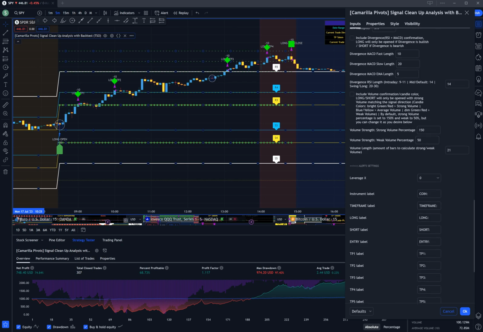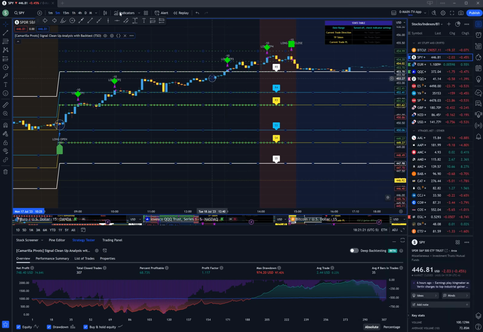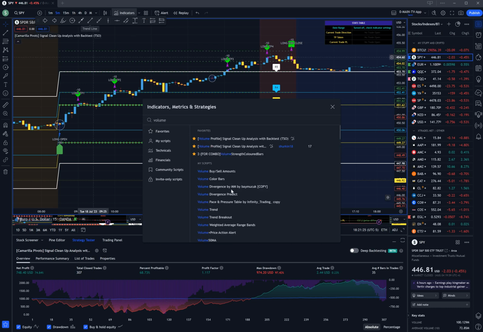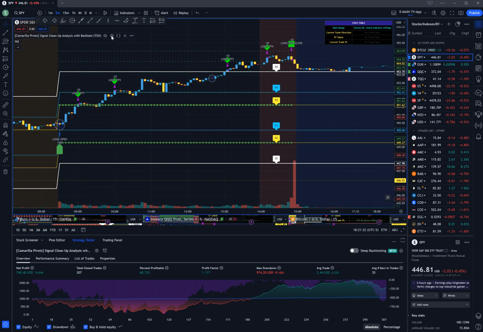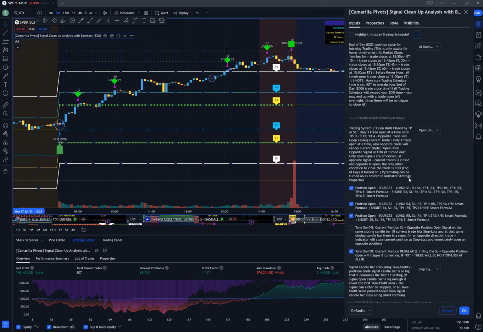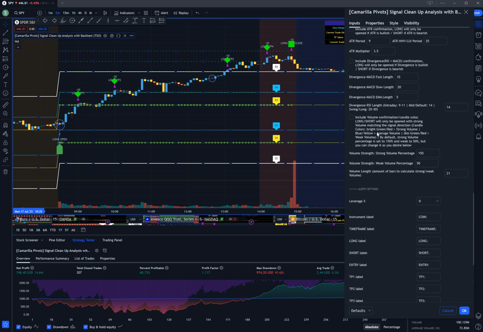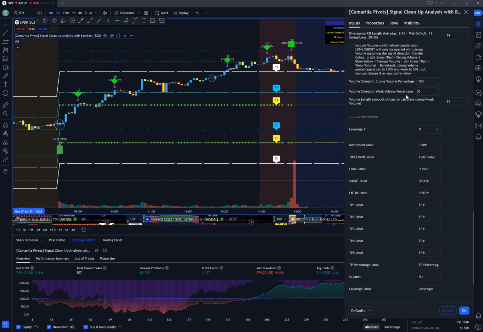And the last one is volume. Basically average volume, strong volume and weak volume. By default it's set up so 150% is a strong volume, and 50% is a weak volume. You can set the volume length, how many candles it's going to count the volume for. Volume is important as well, and all of our indicators will have this ability to filter the signal by volume. So this is all for the filters of this signal analysis.